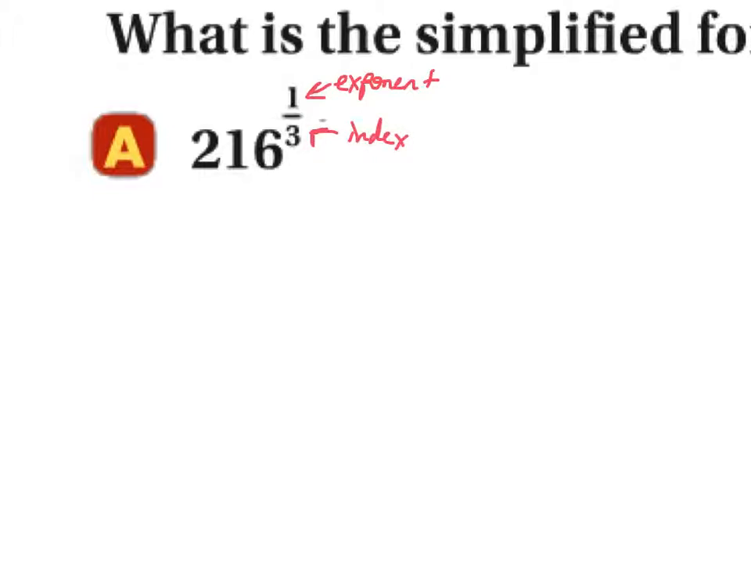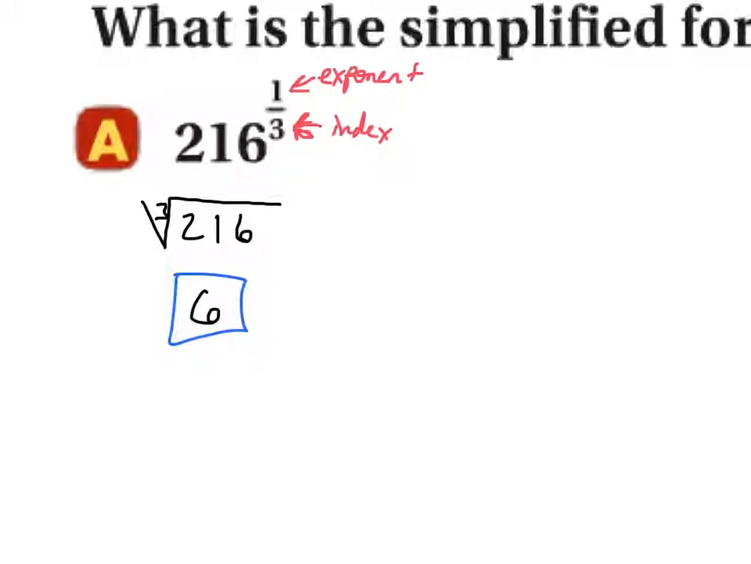So since we have a numerator of 1, do we really care about that much? Is that going to do much for us? No. But what about that index? What does the index of 3 tell us we're doing? We're taking a cubic root. So the cubic root of 216. Hey, I believe that's something that's on your chart. 6. The answer is 6. So 216 to the 1/3 power is 6. Okay? Let's take a look at part B.